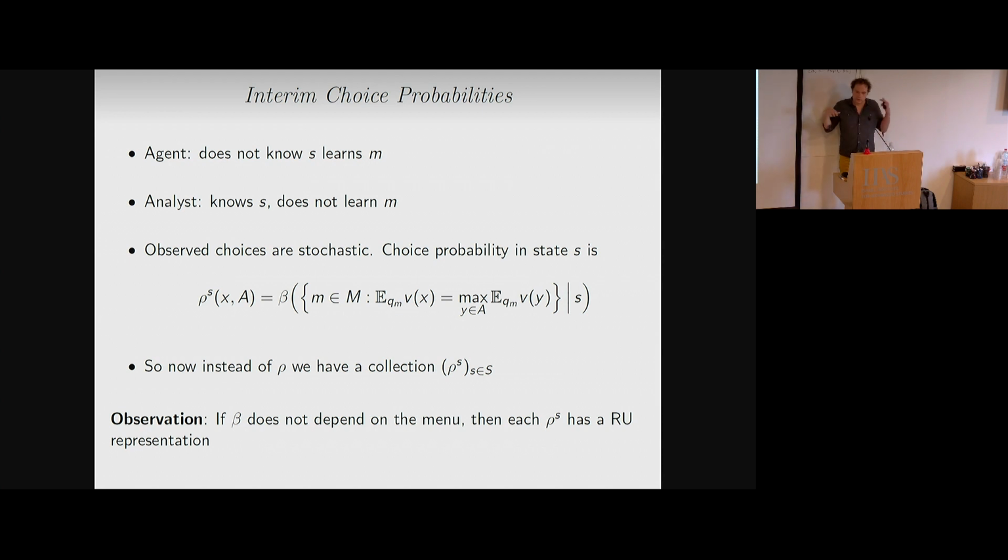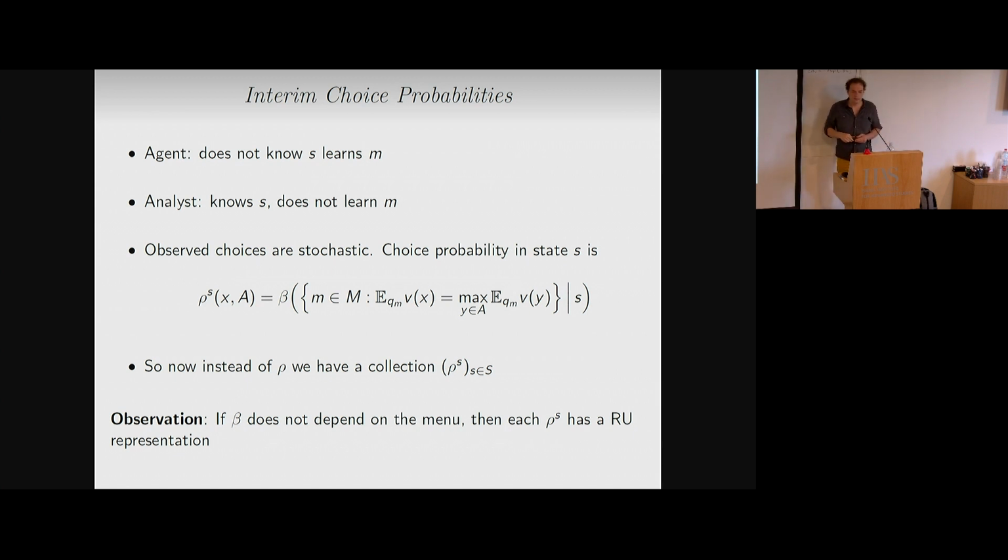So there's a sort of informational asymmetry between the agent and the analyst now. The agent does not know the state and learns the message. The analyst knows the state but does not learn the message, because the message is either a private signal or some neuronal firing that maybe we can observe for monkeys but maybe not for humans.